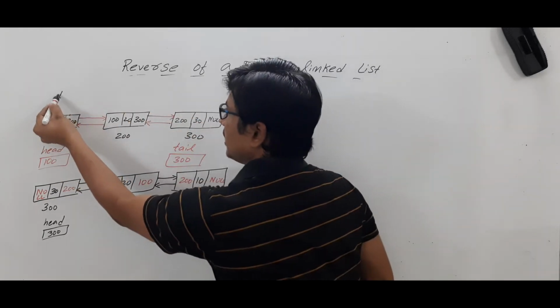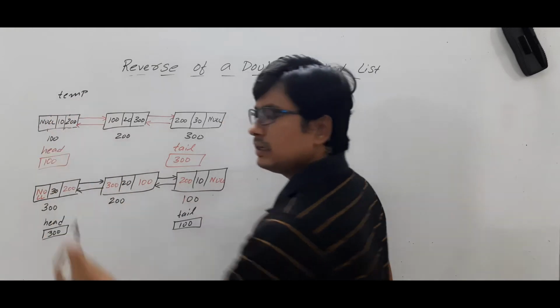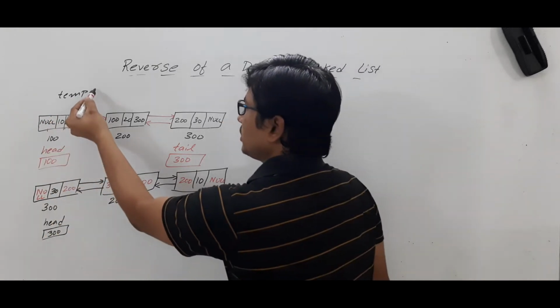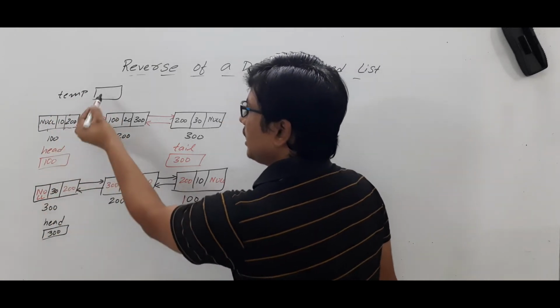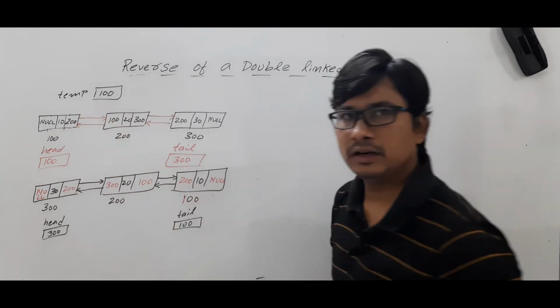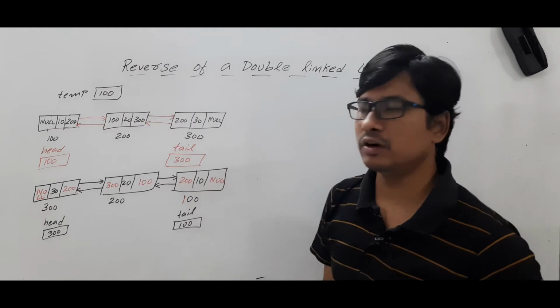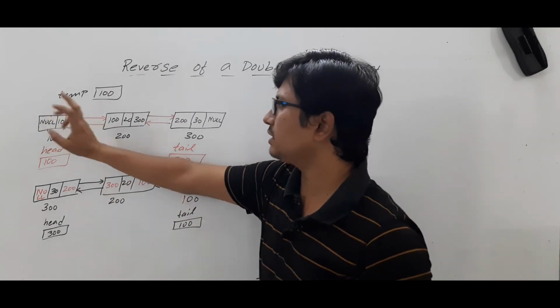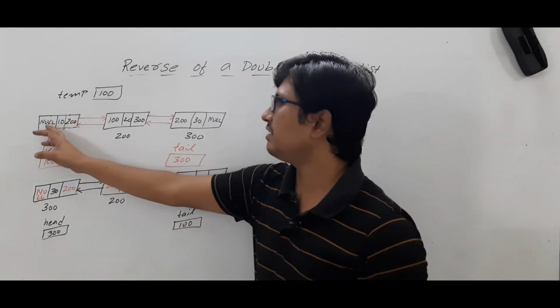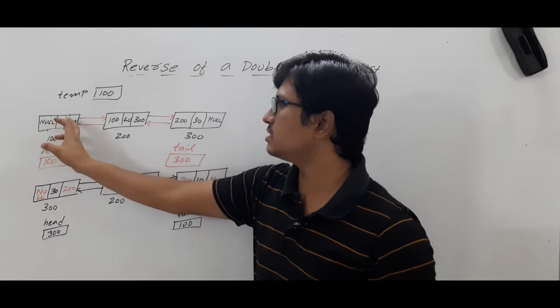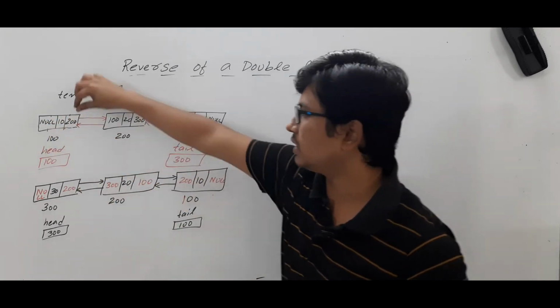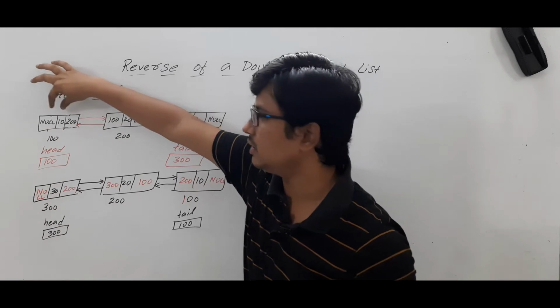Suppose I have declared a pointer called temp, which is of struct node, and I'm assigning the starting node address which is there in the head. That's why we got the 100 here. Now if I do it, you may think that, sir, I will write temp of previous is equal to temp of next. Whatever the element which is there, 200, I will write here.